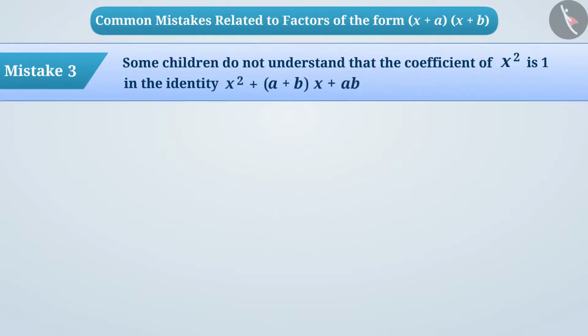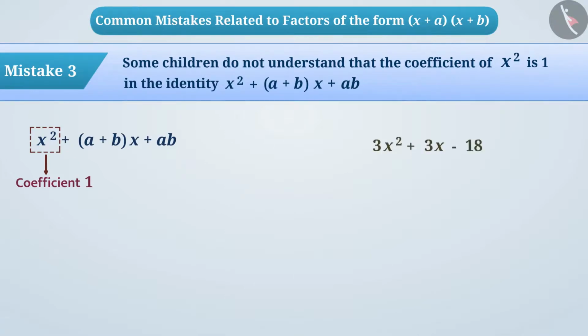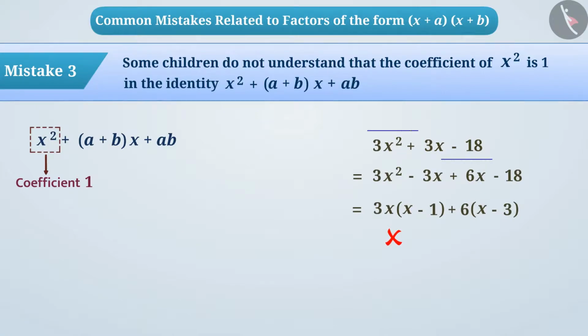So we can use this identity only if the coefficient of x square is 1. If children are asked to factorize algebraic expressions like 3x square plus 3x minus 18, then they do not pay attention to the coefficient of x square, that is 3. They keep it simple, but at times they reach a situation when they cannot simplify further, so they think that the given expression cannot be factorized.